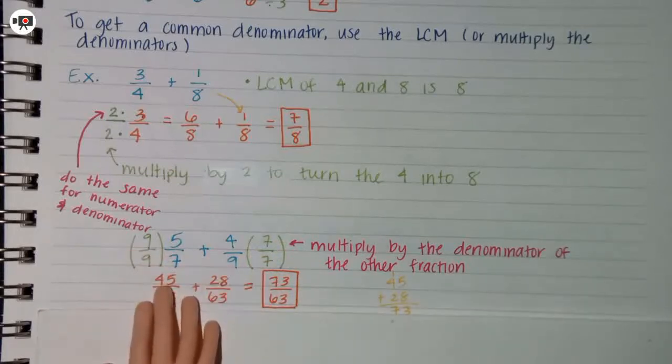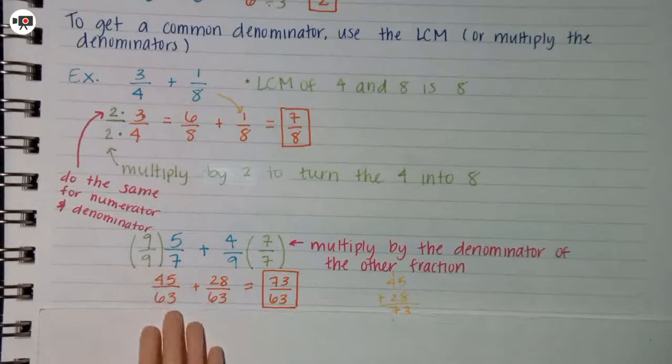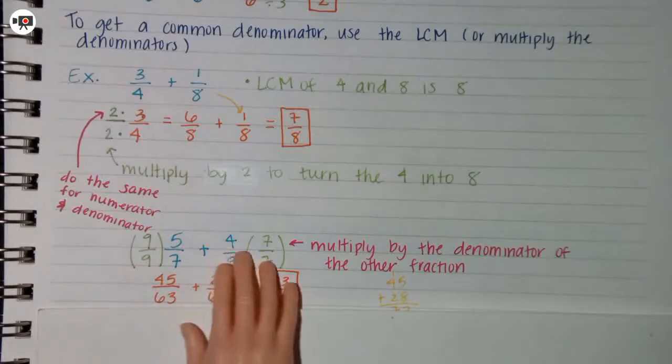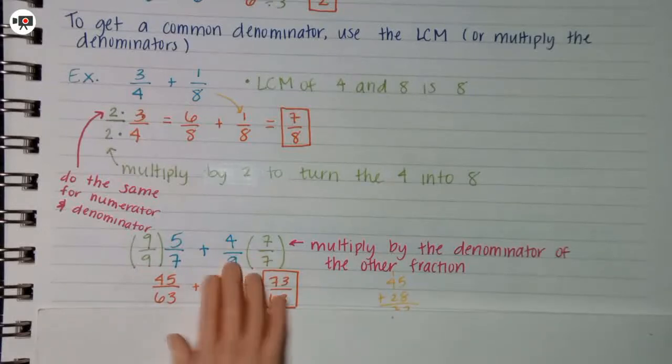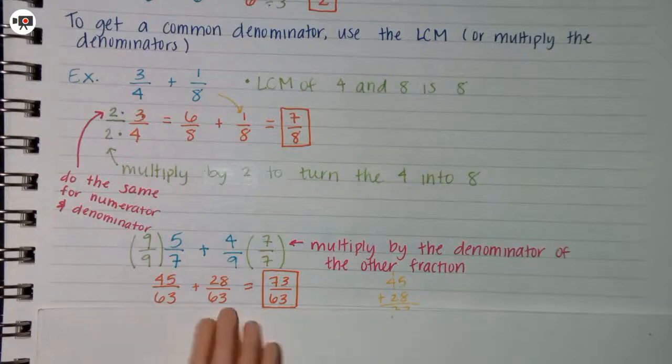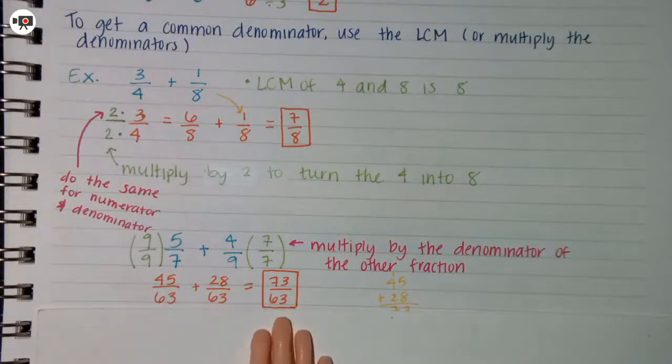9 times 5 is 45. 9 times 7 is 63. 7 times 4 is 28. And 9 times 7 is 63. I have common denominators now, so add the numerators to get 73/63. And 73 is prime, so we cannot reduce that one.